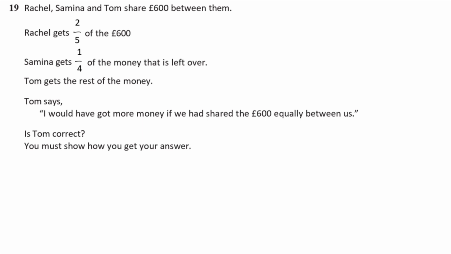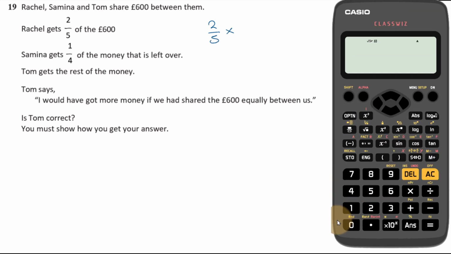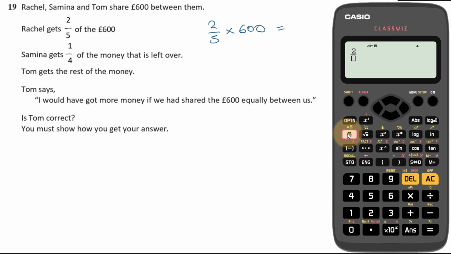Okay, let's figure this out. Rachel gets 2/5 of the £600. So what is 2/5 of £600 then? 600 times 2/5 comes out to be 240. So she gets 240. So what's left? 600 minus 240 leaves me £360 left to share between Samina and Tom.